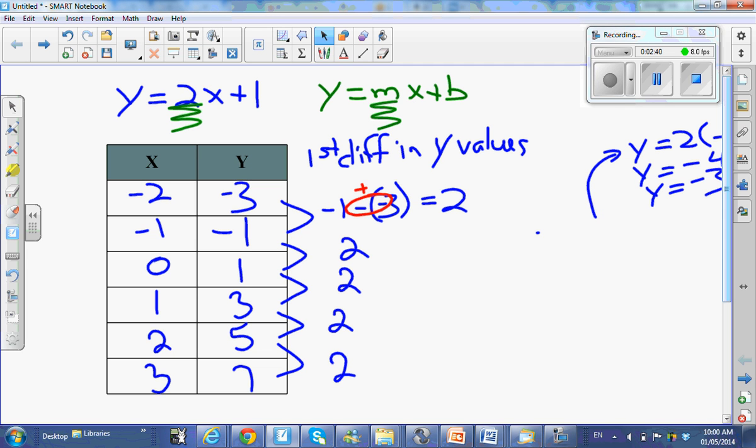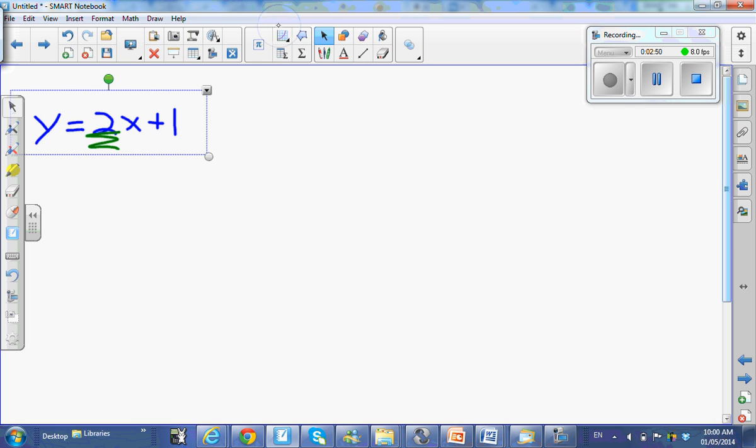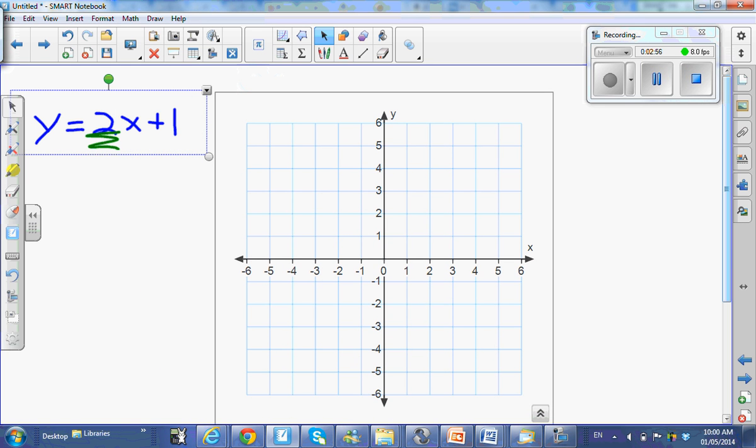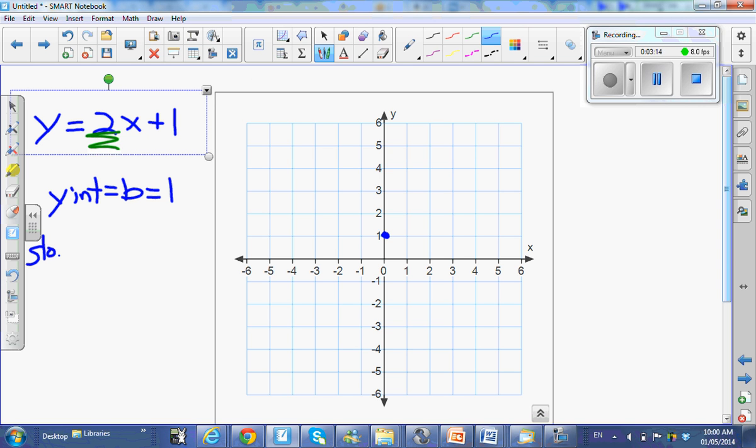So to graph something like this, we could plot the table of values, but let's look at it a different way. So I'm just going to snip this to the new page. Insert a graph. This one's actually almost a little bit tougher when the slope turns out to be 2. It's almost better when it's a fraction, believe it or not. So my y-intercept in this case is the b value, which is 1. So that's where I'm going to start from. So I put a dot on y equals 1. The second part is my slope, which is my m value, equal to 2.